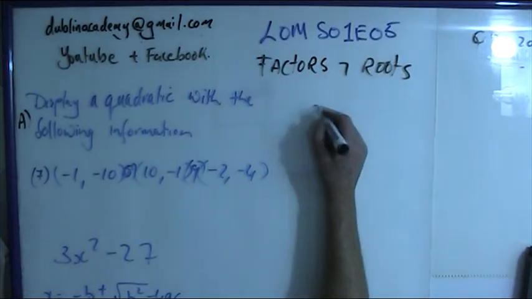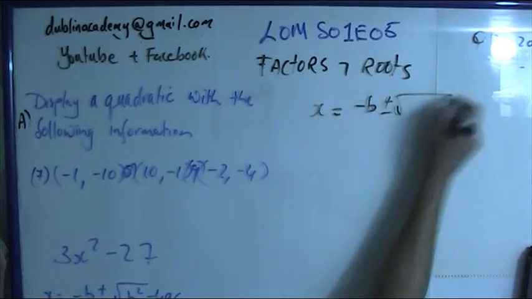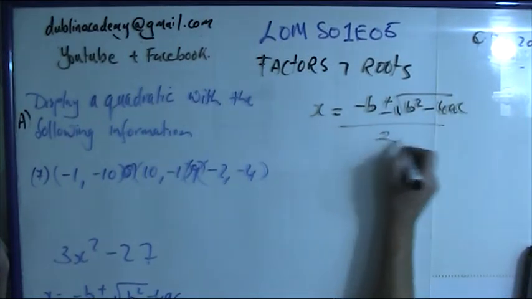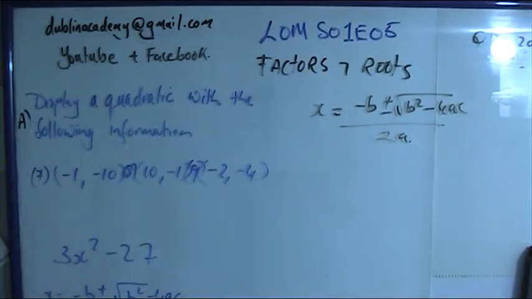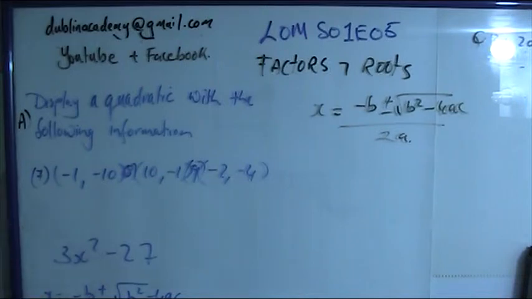So here's the formula. x is equal to minus b plus or minus the square root of b squared minus 4ac, all over 2a. Now what does this mean? Well, this means that I can put roots into this equation if I'm given the roots, or for example, if I'm given the roots, I'll find an equation. So let me fish out a question here. I should have one.